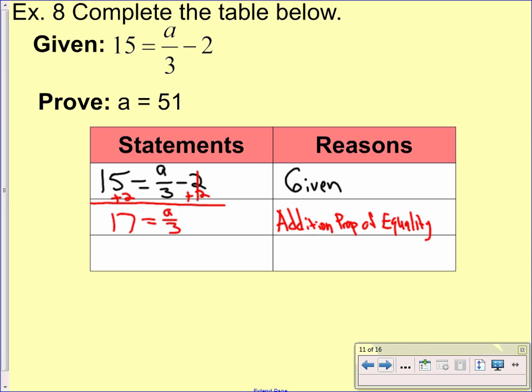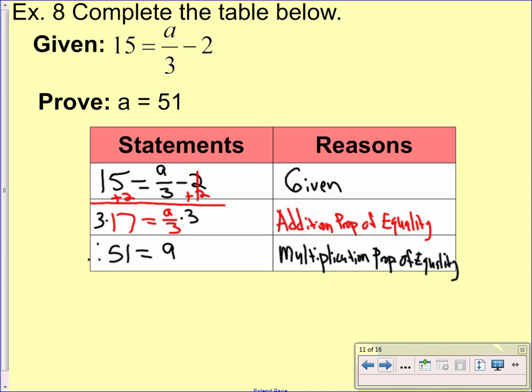The next step to solve, it is a divided by 3, so I need to multiply by 3 on both sides. I get 51 equals a, and my reason is what I did above, multiplication property of equality. And it matches my proof, so I know I did it correctly, so I can put my therefore dots, 3 dots in the shape of a triangle.